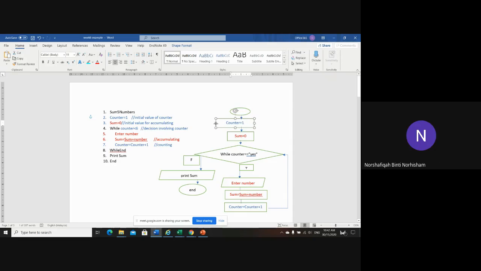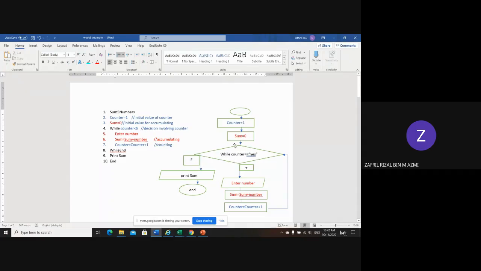Yes. Equal to yes. Counter must be true. Okay, it must be true for this decision. Otherwise, it won't come over here. Otherwise, if you put this one, what will happen? If you forget to change this, what will happen?